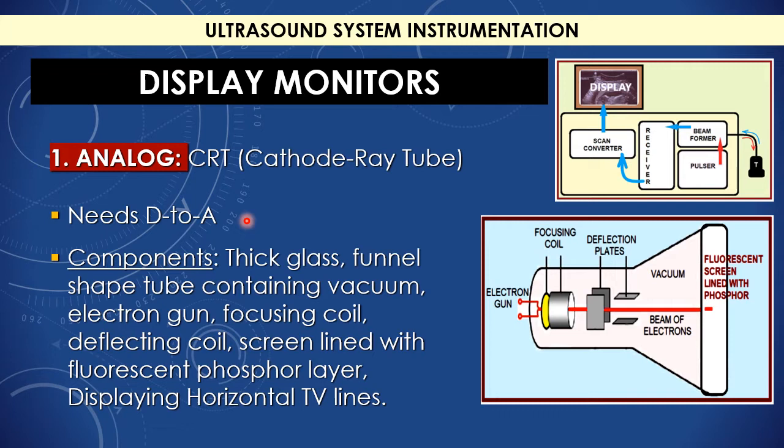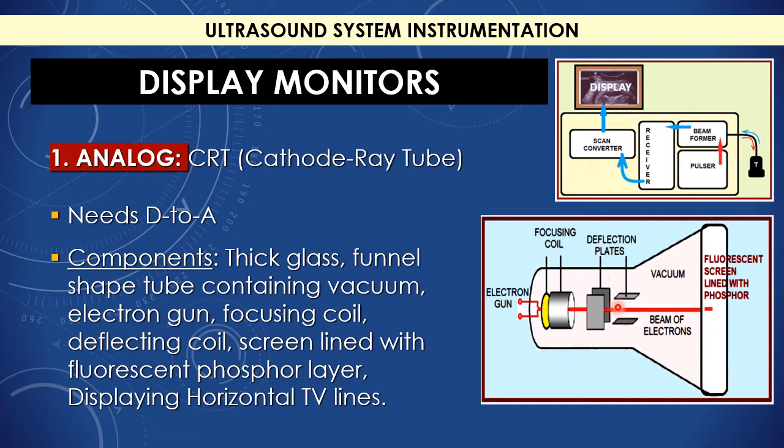What are the components of this CRT or the analog display? It's called the cathode ray tube. It's formed of a glass tube, funnel shaped. It has a narrow part and a wide part. In the narrow part there is the electron gun, and then there is something called the focusing coil. And then we have the deflecting coils, or deflecting plates. We have two pairs, mainly one for the horizontal and the other one for the vertical display.